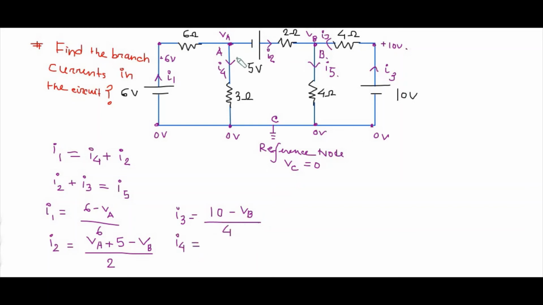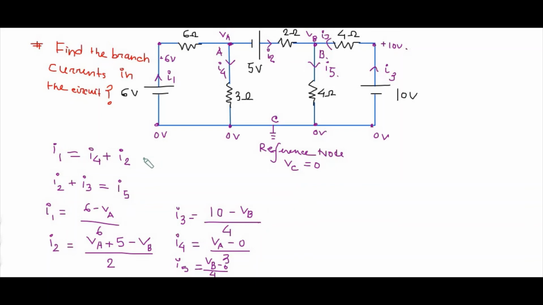I4 current is the one passing from A to 0 volt. So here the net potential VA minus 0 upon 3 ohm resistance, so it is VA divided by 3. And I5 is the current passing from point B to 0 volt, that means VB minus 0 upon 4 ohm. So here we have defined all the currents.